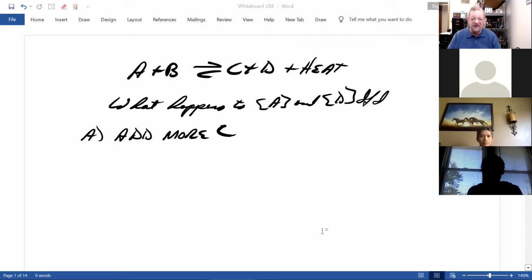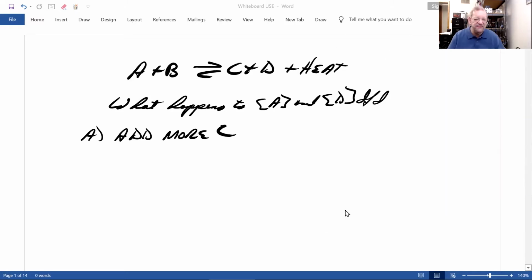And the votes are starting to come in. And I think everybody's done, so I better get to work. Question is, what happens to the concentration of A and D if you add more C? At equilibrium, there's a certain amount of A, B, C, and D, and heat.